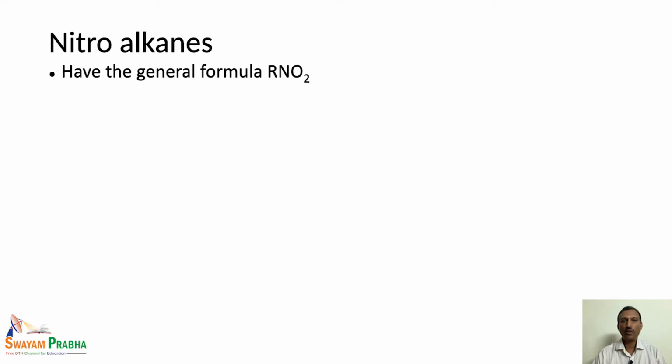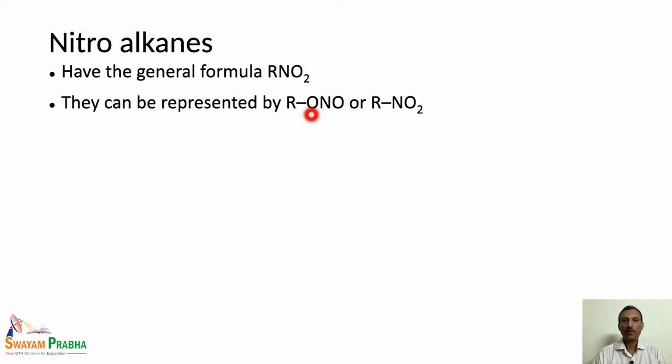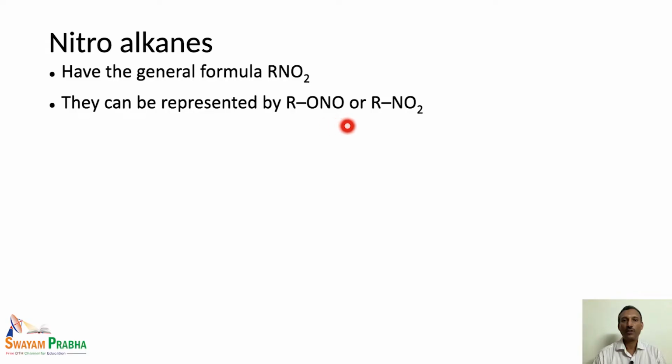Let us look at the molecular formula of nitroalkanes. We have a general formula like RNO₂. This can be written in two different forms. That means it can be represented as RONO or it can also be represented as RNO₂. These two representations are isomeric representations for nitroalkanes. We are going to see which is the correct one for the nitro compounds.